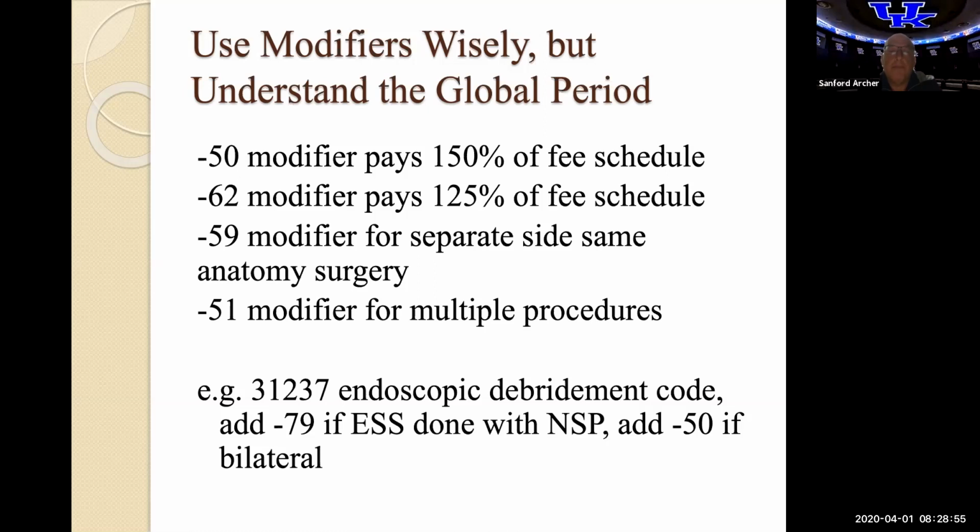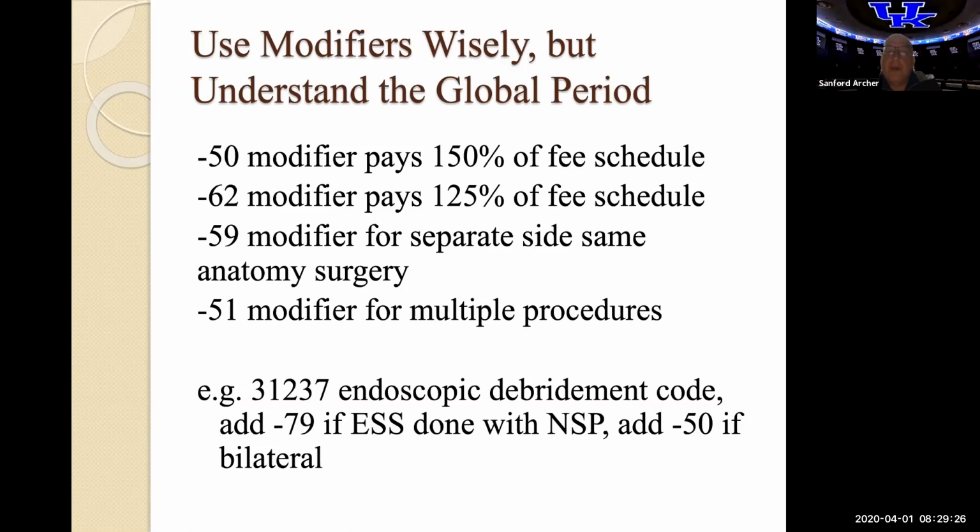A 59 modifier is useful for separate sides, same anatomy surgery. So there are some circumstances where doing some nasal surgery may be considered to be bundled in. And so by adding a 59 modifier, it tells the insurance carrier that it's a separate procedure within the same area. And that sometimes is disallowed by insurance carriers, but still should be coded if you've performed that.